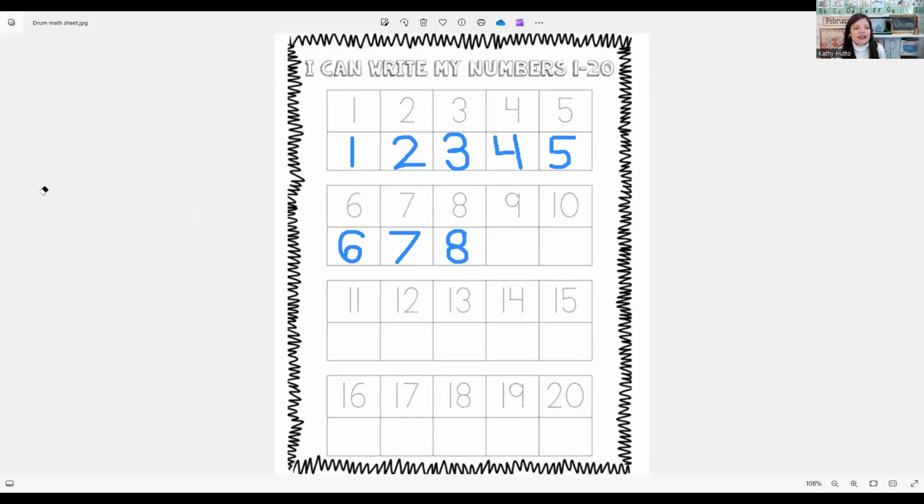Next, number 9. And 9 is a circle and a line. A circle and a line makes the number 9. Now, I want to stop right there for just a moment. We just wrote the numbers 1, 2, 3, 4, 5, 6, 7, 8, 9.